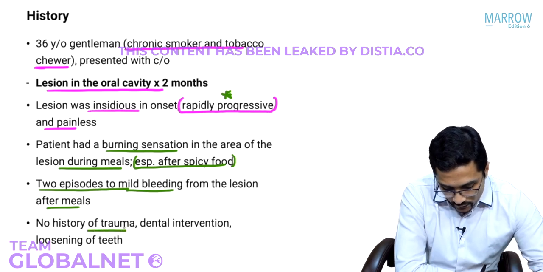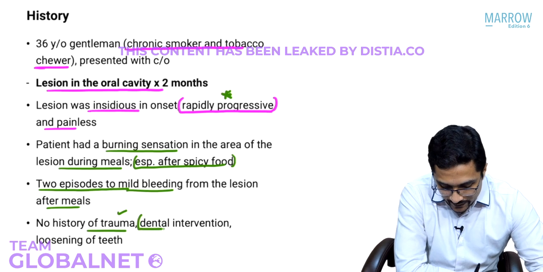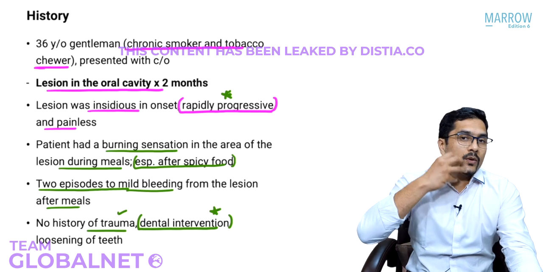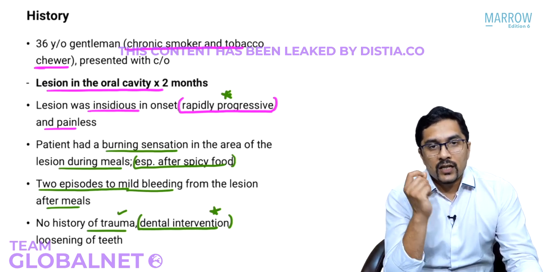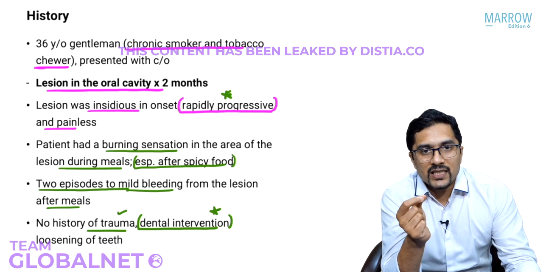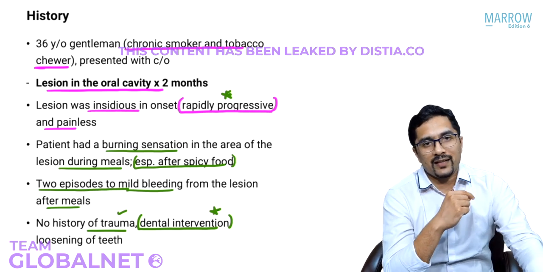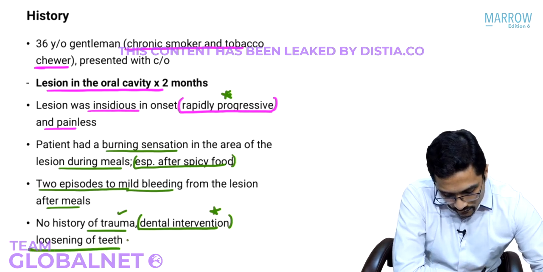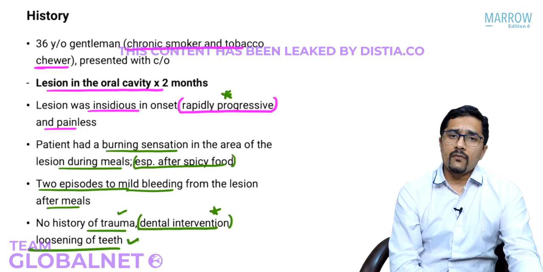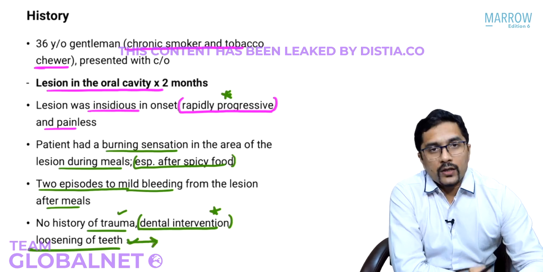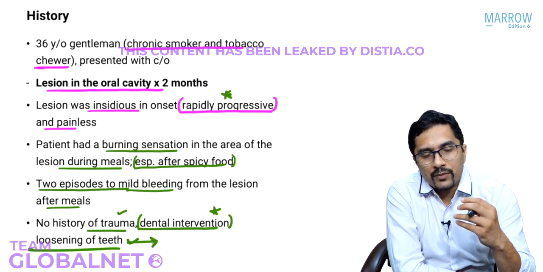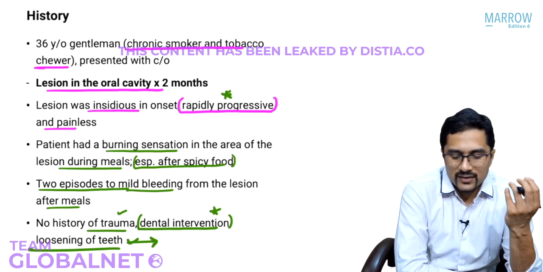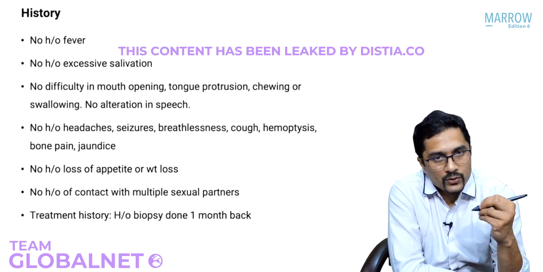There is no history of trauma. This is important. Dental intervention. Why is this negative history of dental intervention important? Because you know that having dentures, constant irritation because of a denture, can also predispose to a malignancy. So taking this negative history is important. And loosening of teeth. Why is this important? If the mandible or the maxilla is involved, then there can be loosening of teeth as well. Or if the malignancy is involving the bony structures, then the teeth can also become loose.